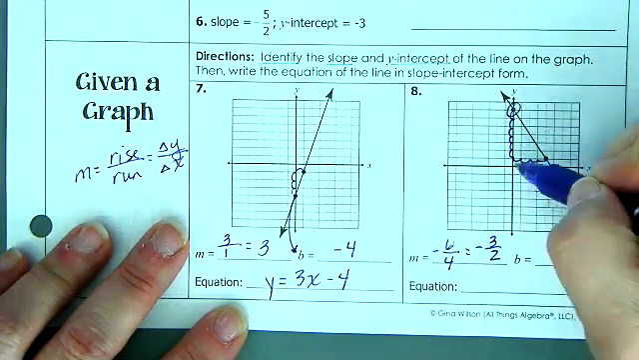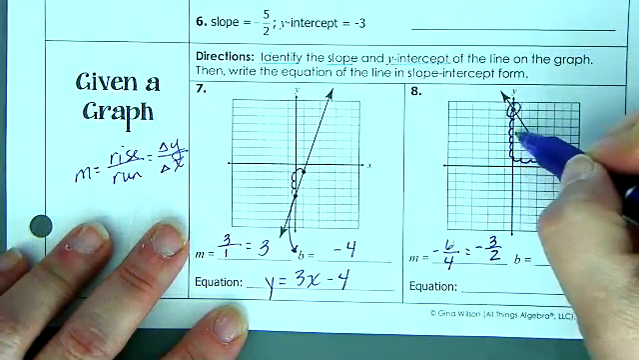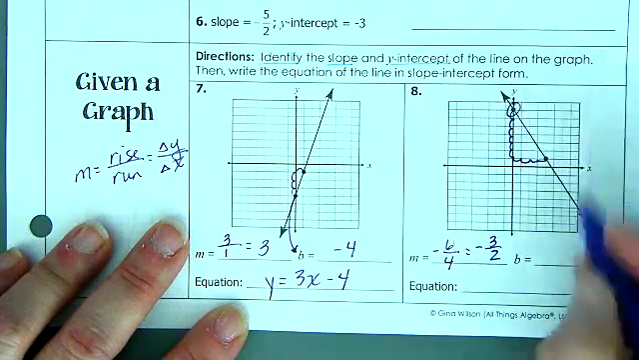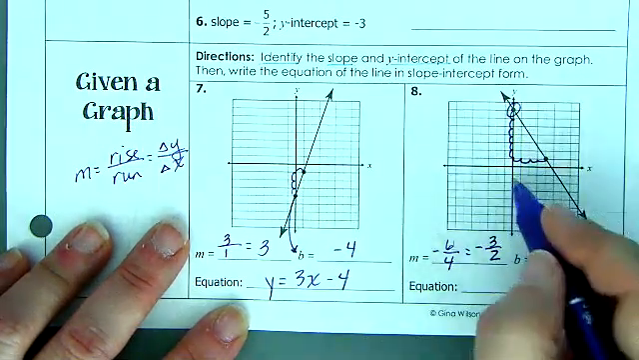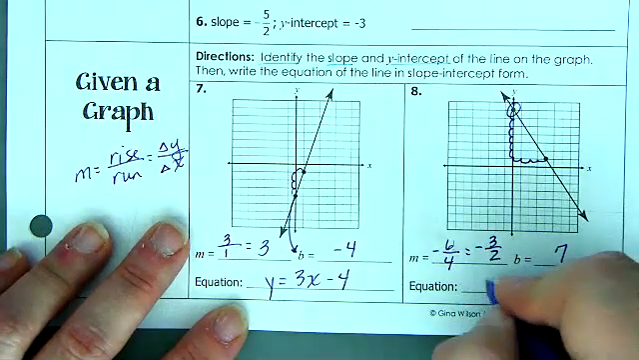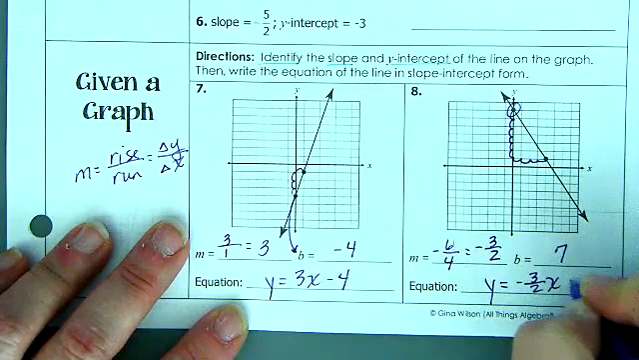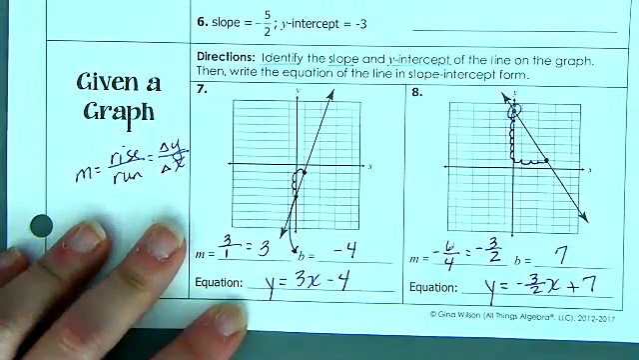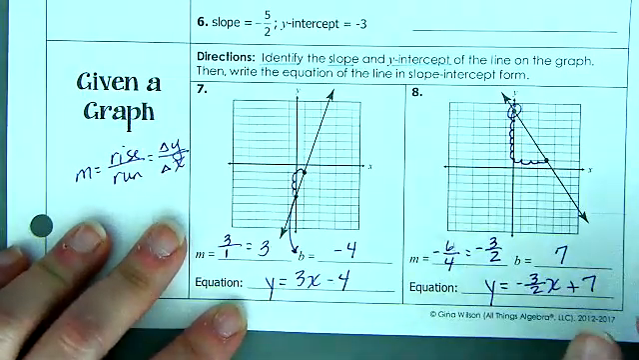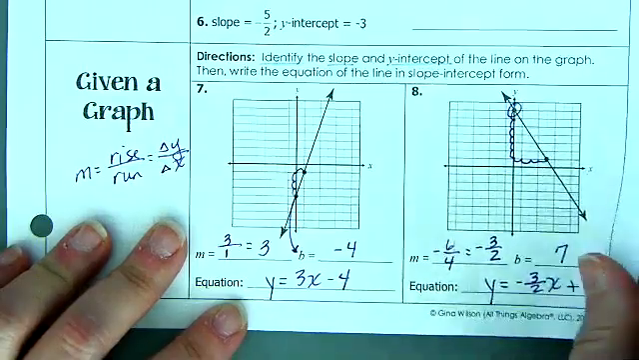And now what's the y-intercept? That's this right here. So I've got 1, 2, 3, 4, 5, 6, 7. And that's a +7 because it's above the x-axis. So now my equation is y equals -3/2 x plus 7. And that's the first half. This was the slope-intercept form.